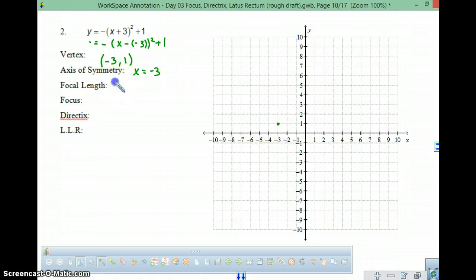The focal length, 1 over 4a. Okay? What is a? A is negative 1. So this focal length becomes negative 1/4.